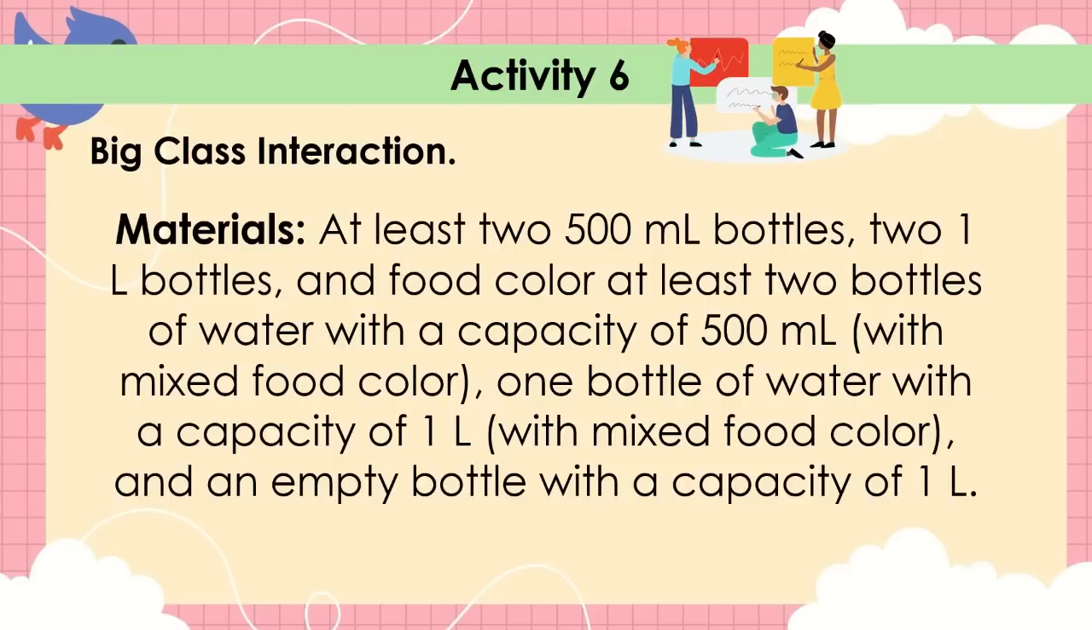For activity number 6, big class interaction. Materials: at least 2 500 ml bottles, 2 1-liter bottles, and food color. At least 2 bottles of water with a capacity of 500 ml with mixed food color, 1 bottle of water with a capacity of 1 liter with mixed food color, and an empty bottle with a capacity of 1 liter.